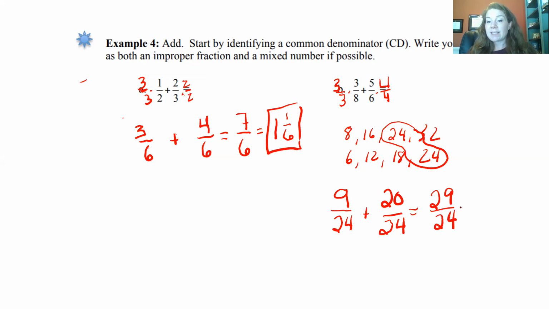Now first of all, they have no common factors. However, I can divide 29 by 24. 24 will go into 29 one time, and our remainder is 5. So 5 over 24. 1 and 5/24 is our final answer.